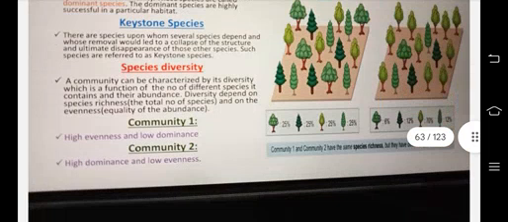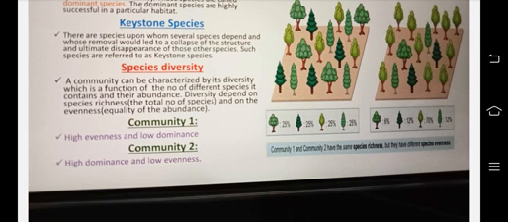Then species diversity. A community can be characterized by its diversity, which is a function of the number of different species it contains and their abundance. Diversity depends on species richness, the total number of species, and on the evenness, equality of the abundance. Community 1 has high evenness and low dominance.